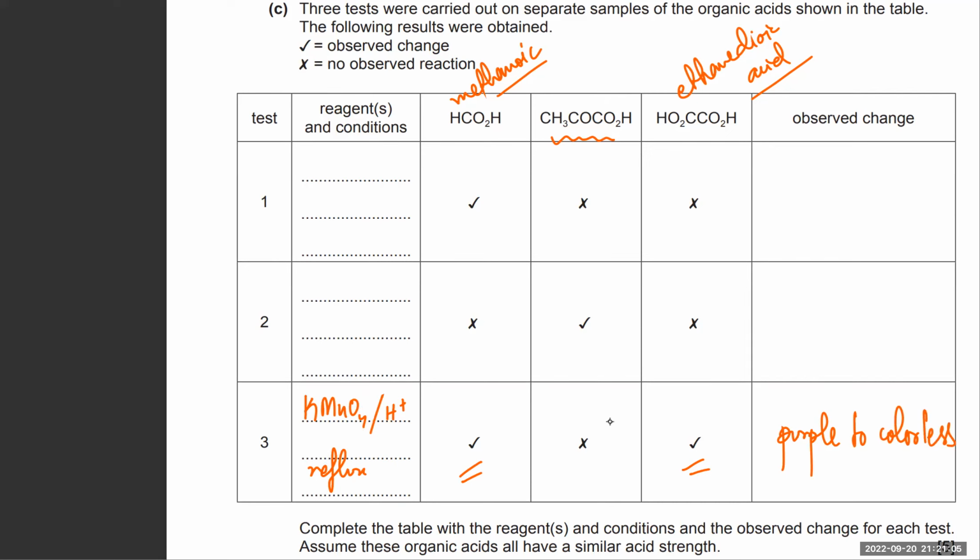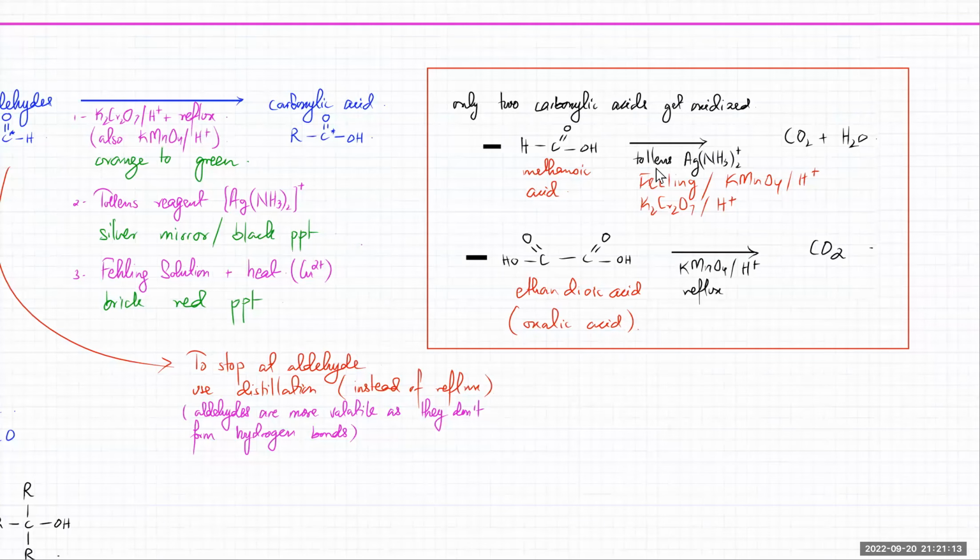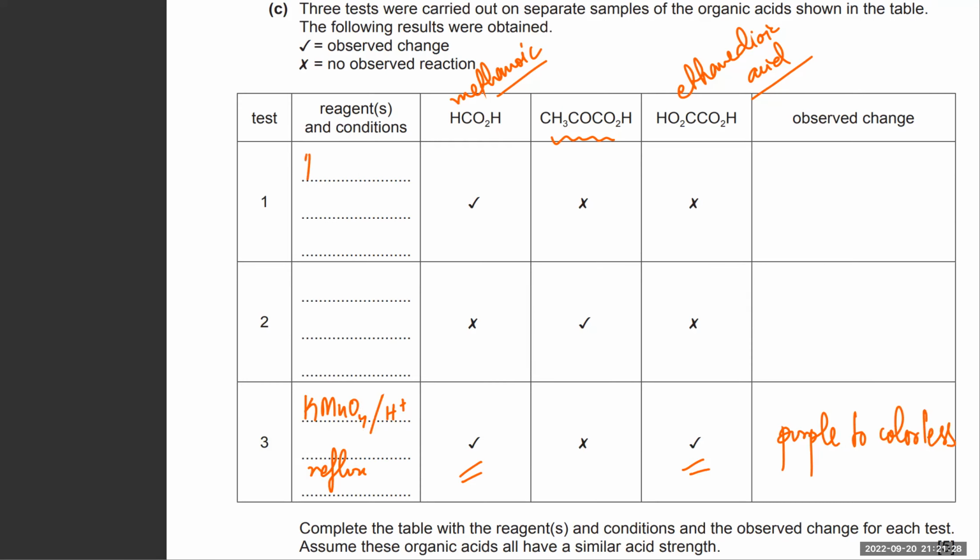So then the first one could be pretty much any of the other ones, Tollens', Fehling's, or potassium dichromate, but not manganate(VII), because manganate(VII) will oxidize both of them. If you add Tollens', only methanoic acid gets oxidized. The other one does not. So let's go with Fehling's. If I heat it with Fehling's, only methanoic acid will get oxidized. The other one will not. And that will result in a brick red precipitate.